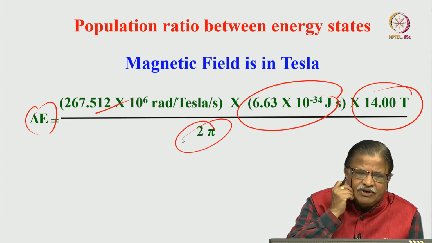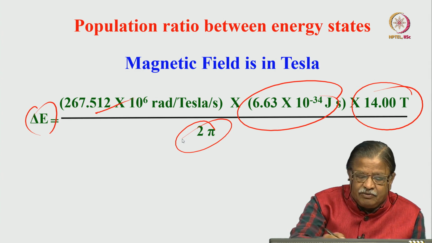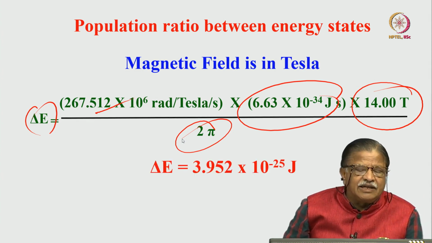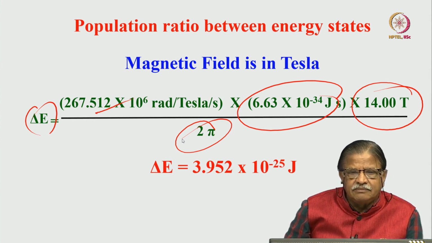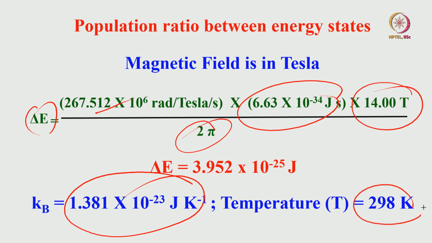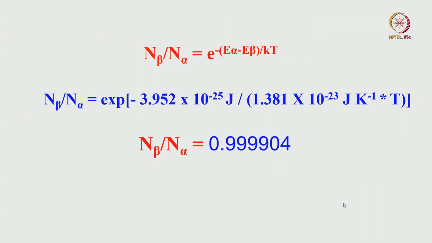I gave you the delta E equation: delta E is gamma into B naught over 2 pi, I said. Now delta E turns out to be this value. Kb, the Boltzmann constant, I know is 1.381 into 10 to the power minus 23, and the temperature at which I am doing this is 298 K. I plug in these values. I know K, I have calculated delta E, I know what T is.